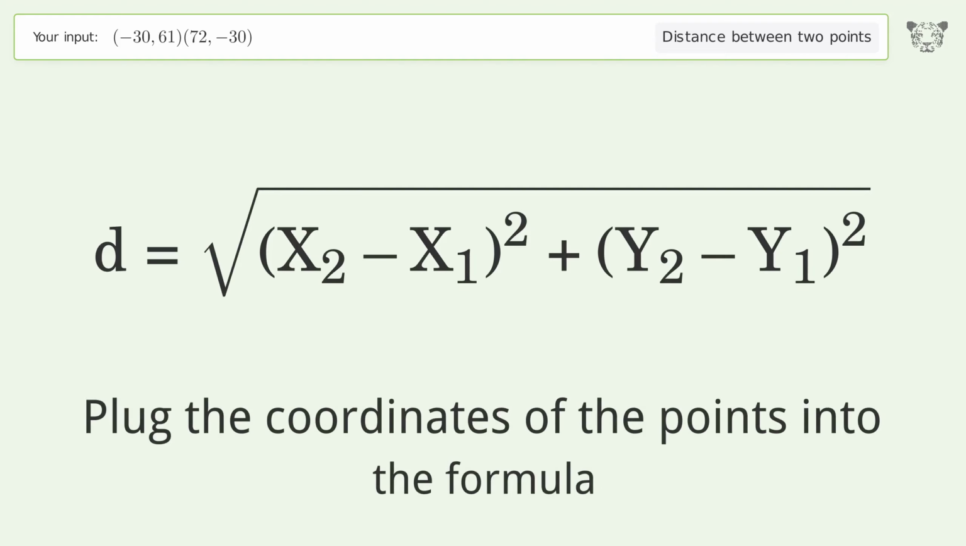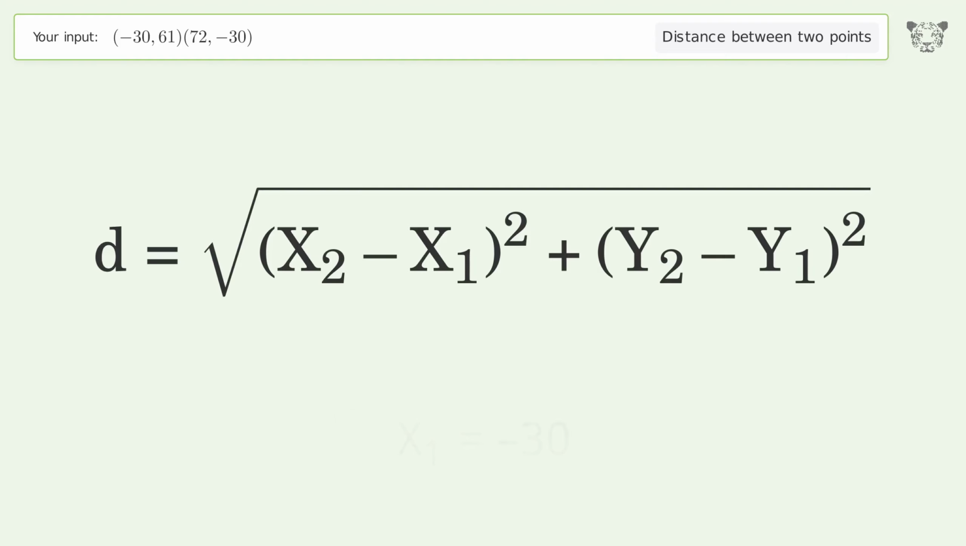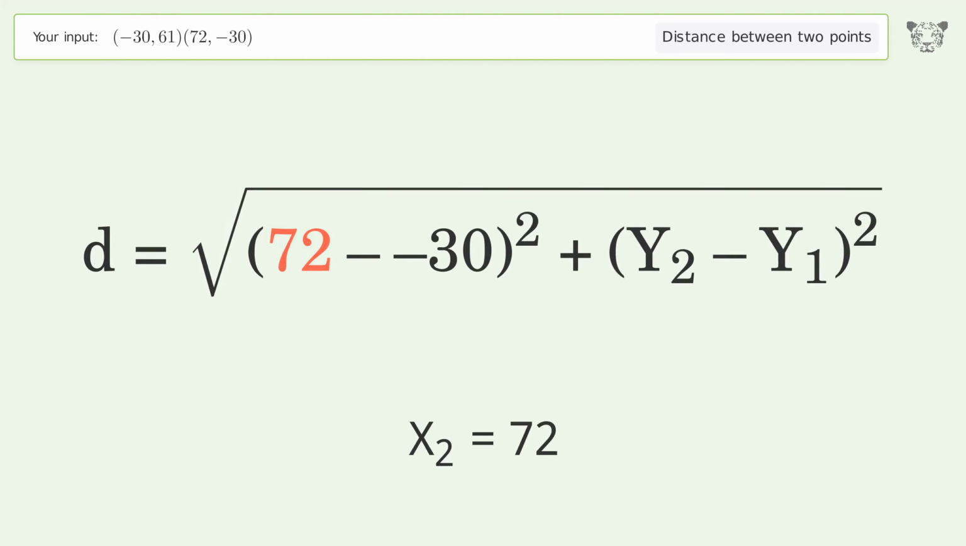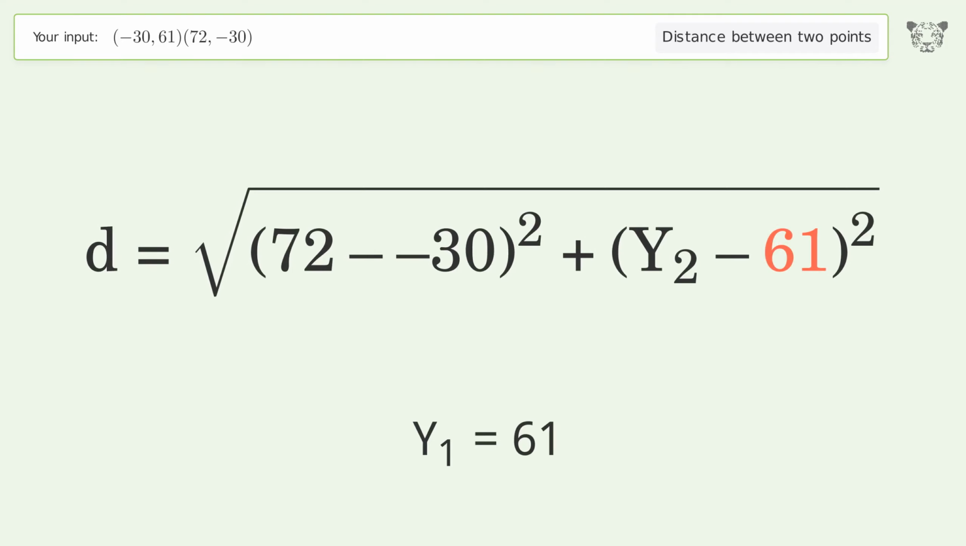Plug the coordinates of the points into the formula. x1 equals -30. x2 equals 72. y1 equals 61. y2 equals -30.